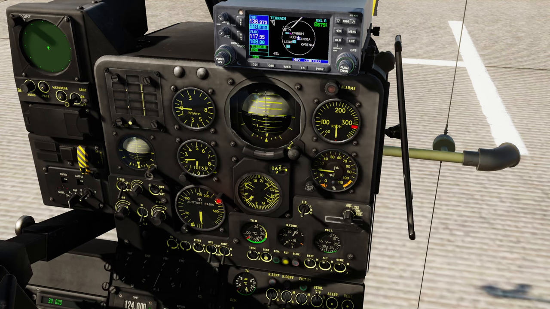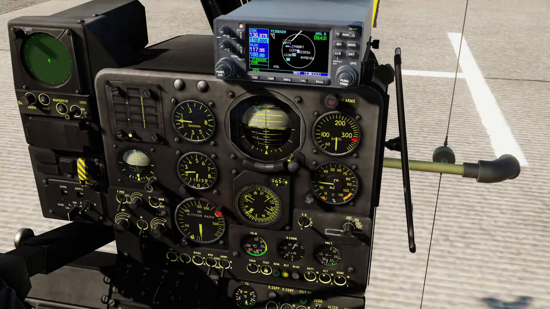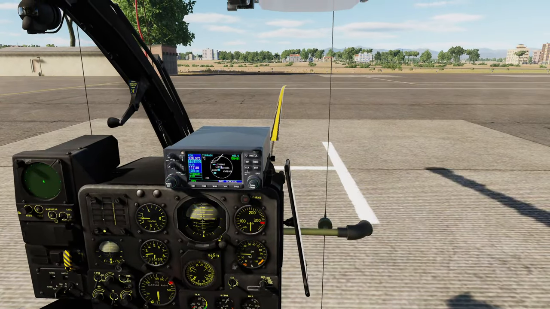I'm actually going to leave the barometric altimeter set to QNH, so it's currently indicating a little bit above 200 meters. Note that both altimeters are in meters. Note that your airspeed is in kilometers per hour. It's a French aircraft, after all. And that's all your basic instruments, so that's what we're going to be monitoring during the course of this flight.